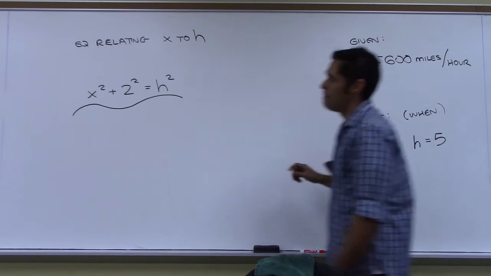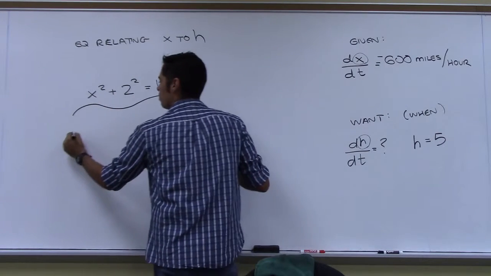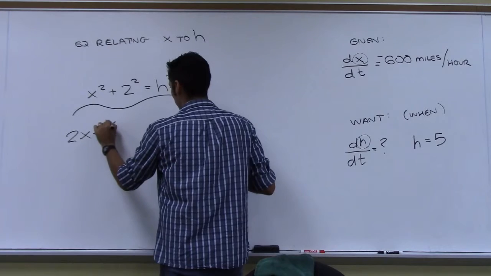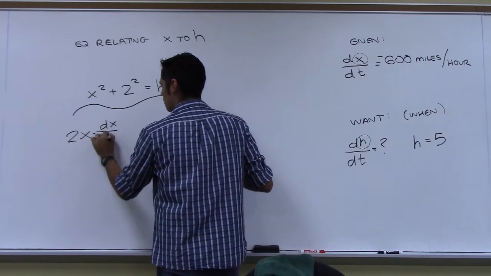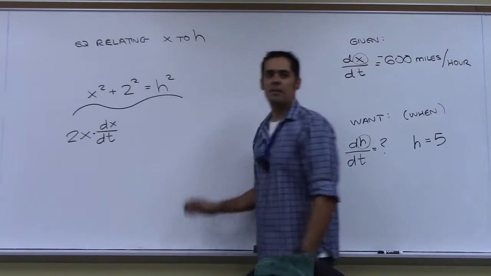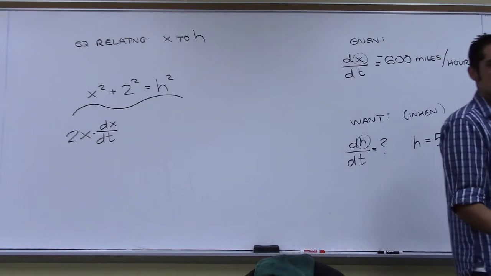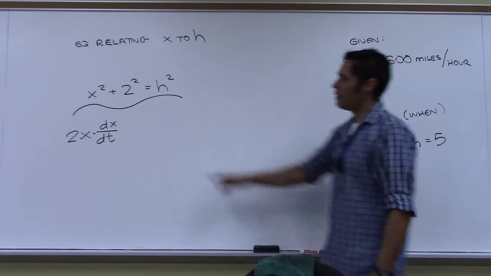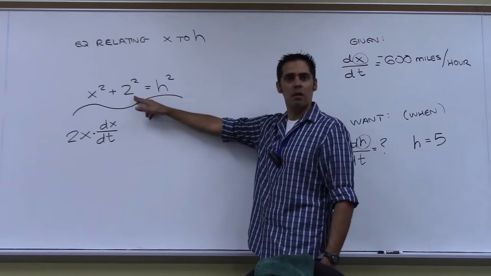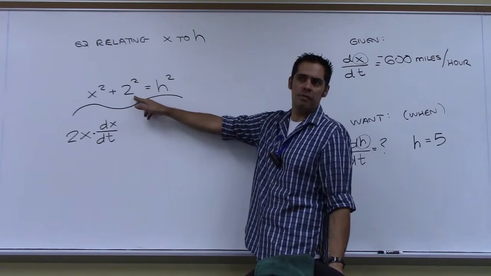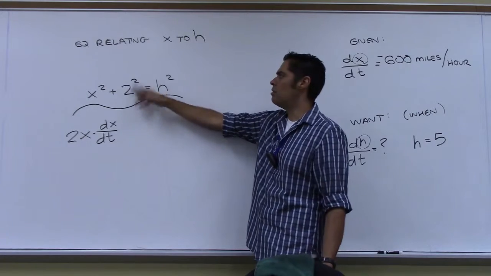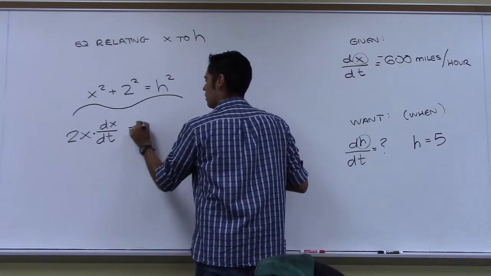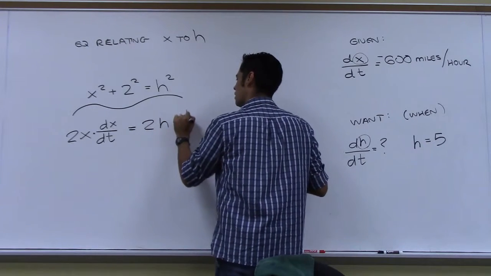So 2x times dx dt. Don't forget, you need the dx dt, don't you? It's not with respect to x, so the derivative is not just 2x. What about the next one? 0, right? 2 squared is 4, derivative of 4 is 0. So there's no contribution from that at all. Equals 2h dh dt.